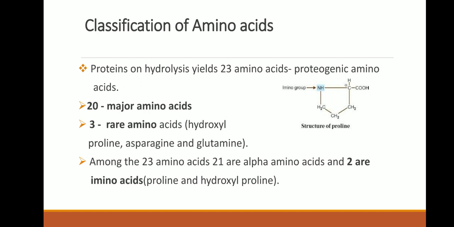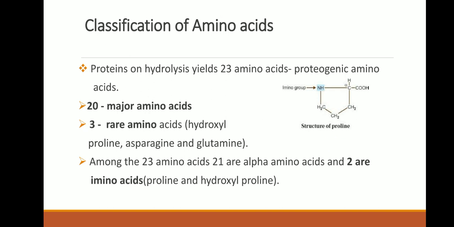Total 23 amino acids, and among the 23, 21 amino acids are alpha amino acids, but 2 are imino acids. Which are the imino acids? Proline and hydroxyproline. Okay. So here you can see that instead of the NH2 group, an imino NH group is present. Okay, this is proline. I have told you proline and hydroxyproline are imino acids. So this is the structure of proline. This is an imino acid because an imino group is present instead of the amino group NH2.